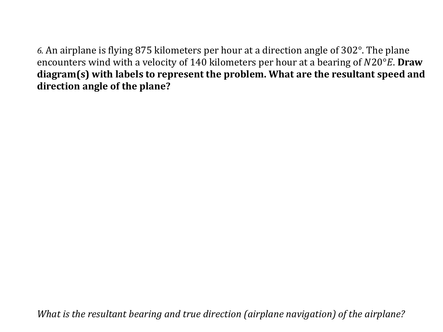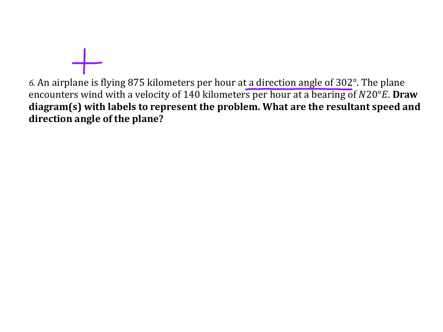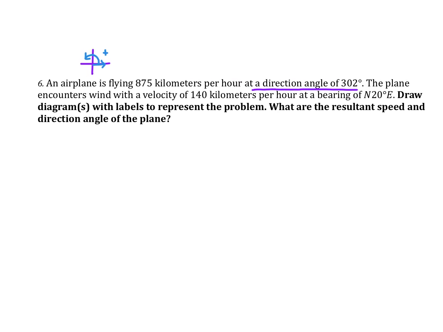So one piece of information we have is a directional angle of 302 degrees. Remember that a direction angle starts from the positive x-axis and rotates counterclockwise, and it's always positive. So the airplane is flying at a direction angle of 302 degrees, we can say theta is 302 degrees, and we can say the magnitude of V is 875 kilometers per hour.